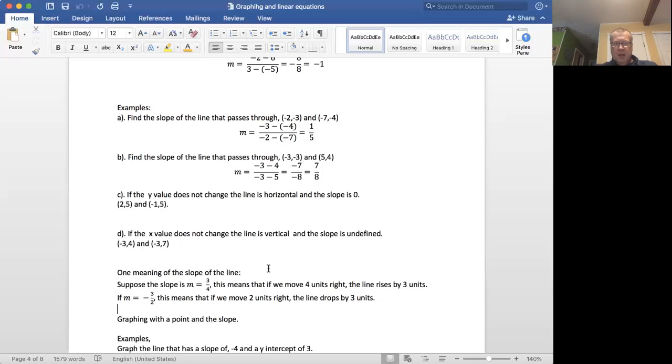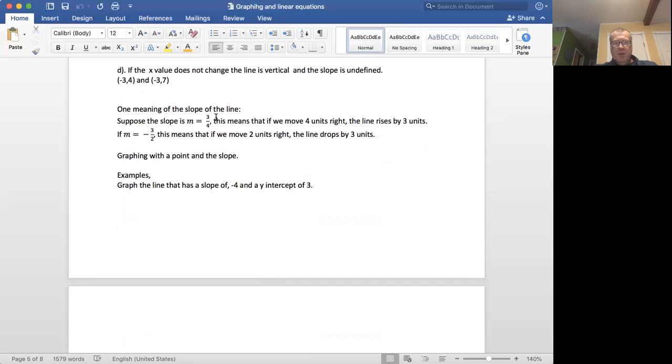Okay. Some meanings of the slope. One meaning of a slope. If the slope is, say, 3 over 4, that means we can go 4 units right and 3 units up. So we can start at any point on a line and apply the slope and get another point. So if I start at a point, say 2, 3, I could go 4 units right. So if I started at 2, 4 units right would get me to 6, and then 3 up. Okay. If I started at 3, I would end up at 6. So that would be a new point, and I could connect the line and extend it.